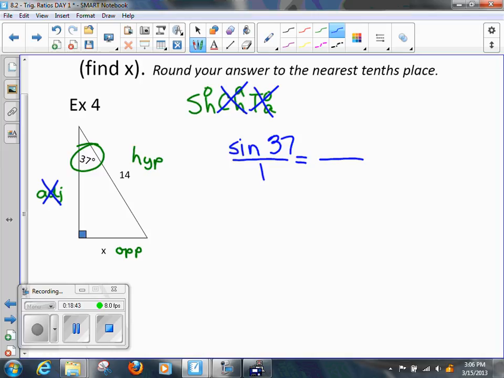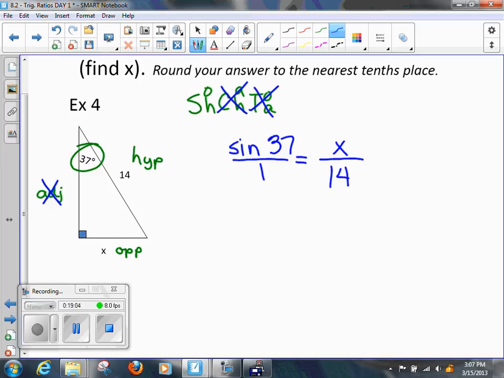Okay? No, don't care about the degree sign. If you want to put it there, you put it there. Don't care. Opposite over hypotenuse. What's my opposite side? X. What's my hypotenuse?